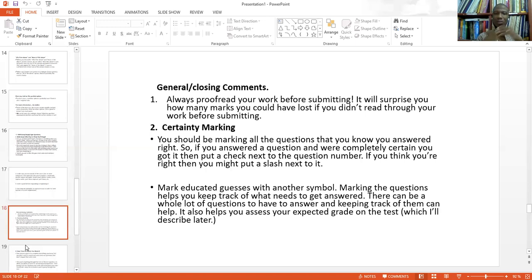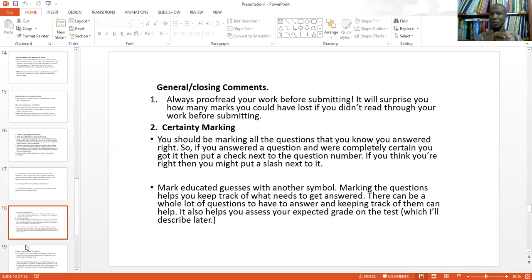The very first one is always proofread your work before submitting. It will surprise you how many marks you could have lost if you didn't read through your work before submitting. Yes, this is a very, very important thing.